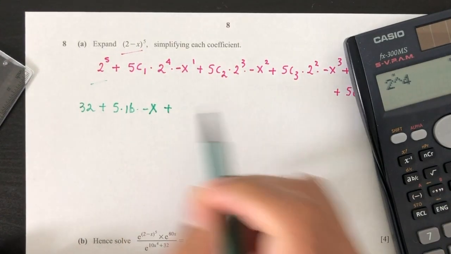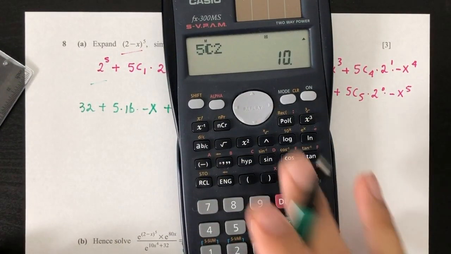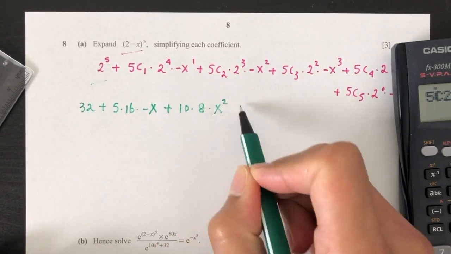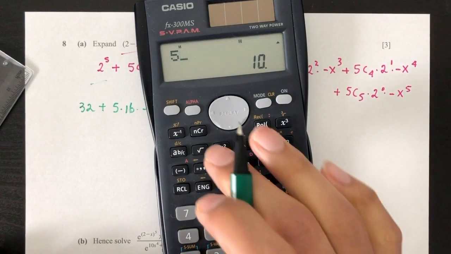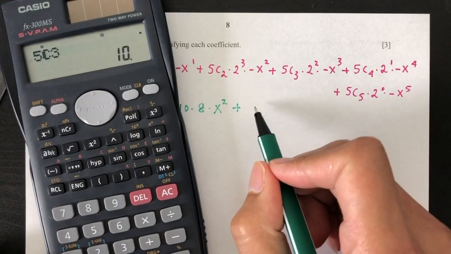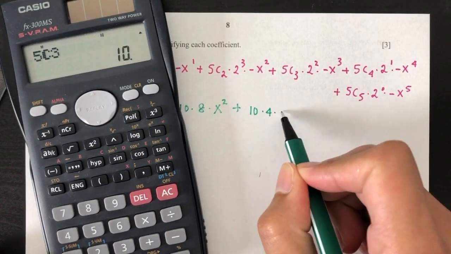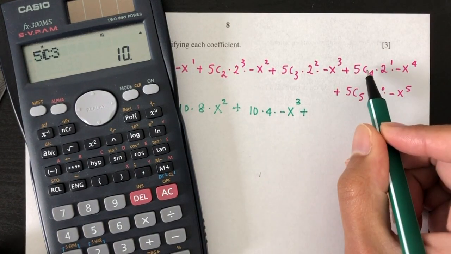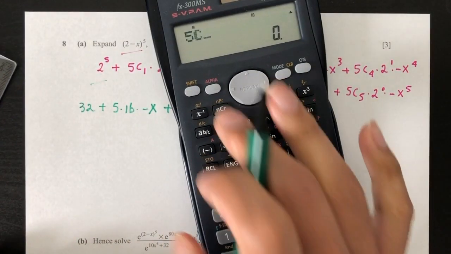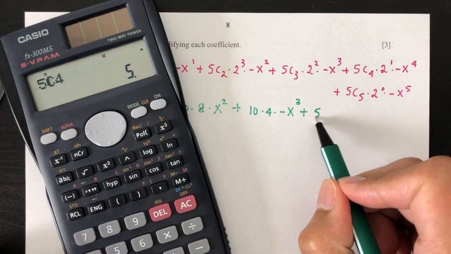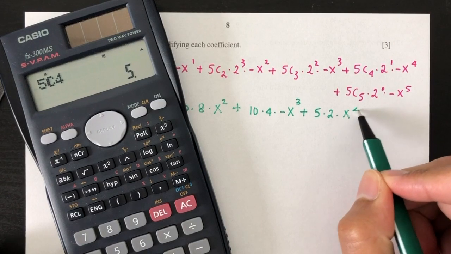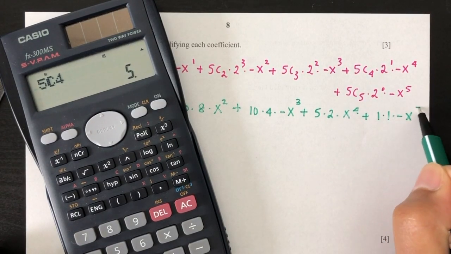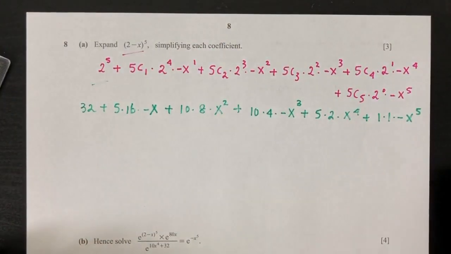Then we have plus 5 choose 2, which is 10, so 10 times 8 times x squared. Then we have 5 choose 3, which is also 10, then we have 4, then minus x cubed. Then we have plus 5 choose 4, which is 5, so 5 times 2 times x power 4, and the last one is 5 choose 5, which is 1, times x power minus 5. So let's simplify this again.